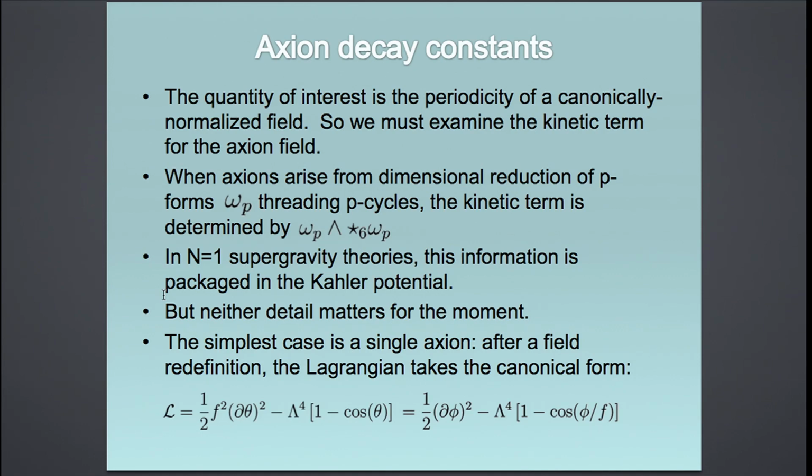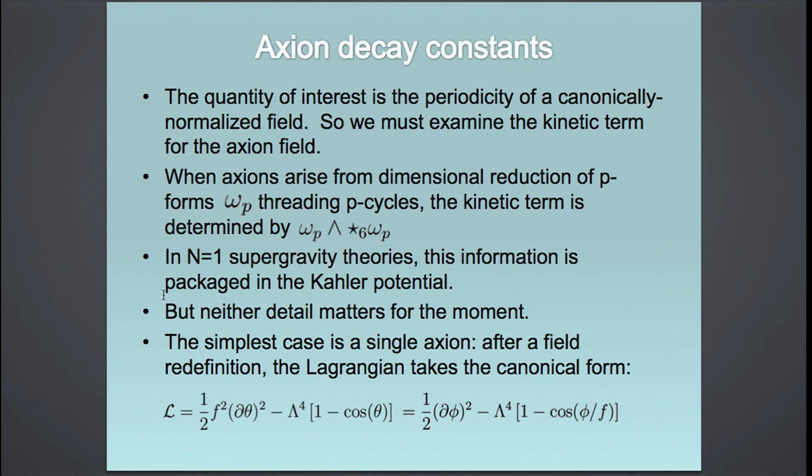Well, if the axions are coming from integrating p-forms over p-cycles, then you just dimensionally reduce the 10-dimensional action. And that gives rise to a kinetic term that's determined by the integral of ω_p, if that's the p-form, wedge star_6 of ω_p. In other words, the metric in the internal space determines the kinetic term for the axion field.